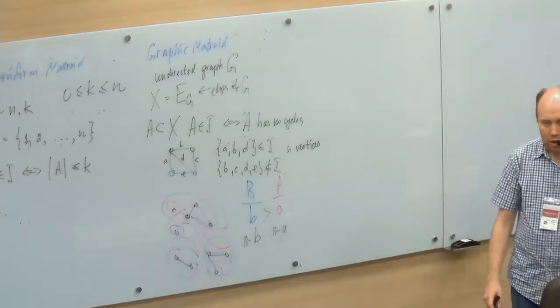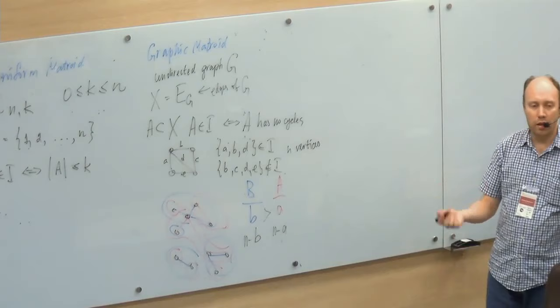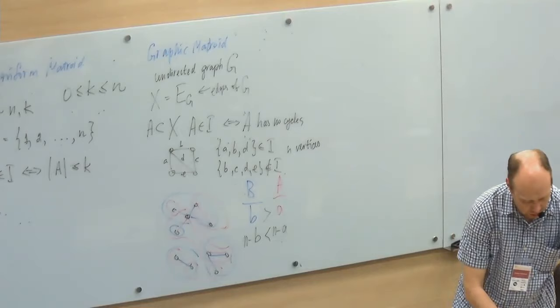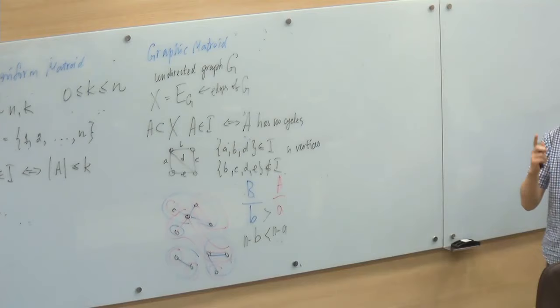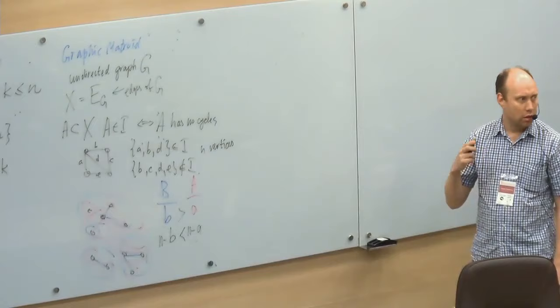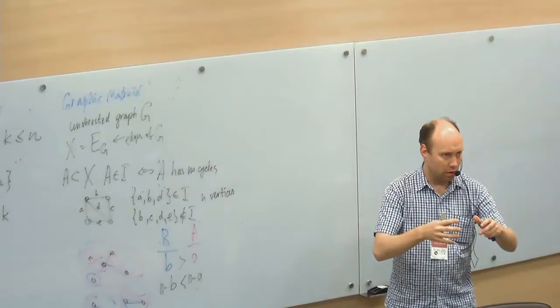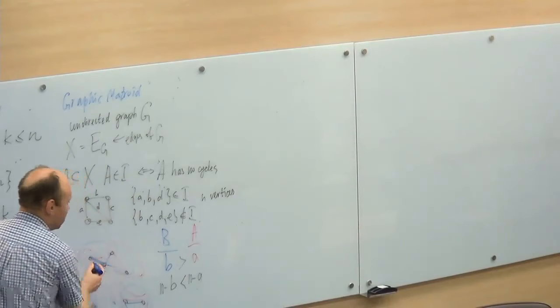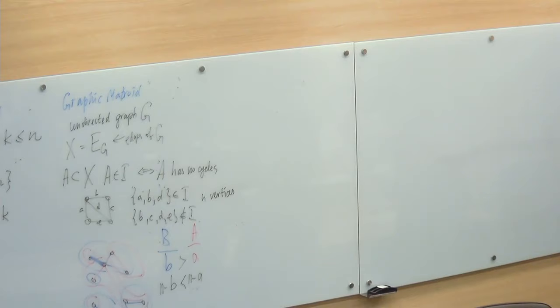And since a is less than b, n minus b is less than n minus a. So we have fewer blue components than red ones. Therefore, there must exist a blue edge that connects two different red components, because if all blue edges were inside red components, there would be at least as many blue components as red, but there are fewer. So there exists a blue edge like this one, for this example, that connects two distinct red components, and if we add it to the set A of red edges, we still have an acyclic graph. So the third axiom is proved.